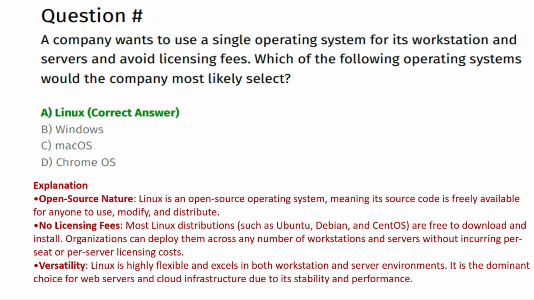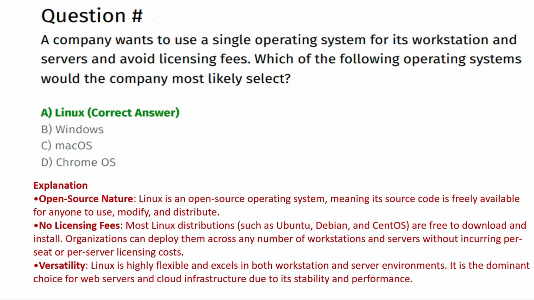And the next question is, a company wants to use a single operating system for its workstations and servers and avoid licensing fees. So which of the following operating systems would the company most likely select? Option A, Linux. Option B, Windows. Option C, macOS. Option D, Chrome OS. And the correct answer for this question is option A, Linux. So let's check the explanation.